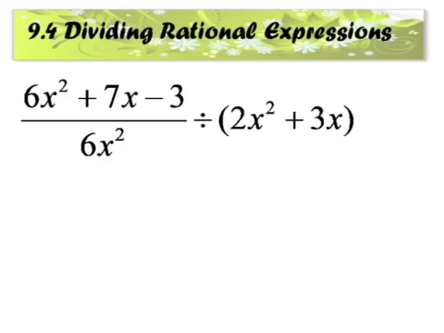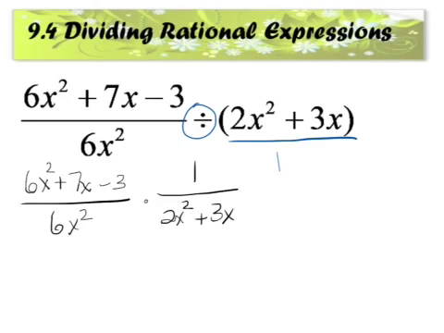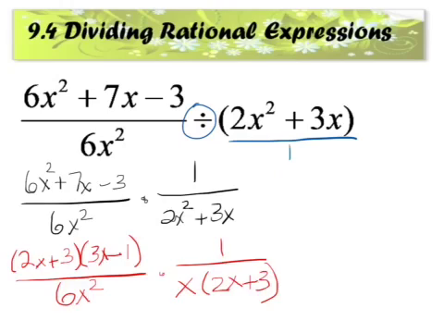Here's a similar problem. I'm still dividing, but this time I'm dividing by an expression that's not a fraction. It's not rational. So what I need to do is put it over 1 and turn it into a rational expression. Then it's easy to see that if I have division, I'm going to flip my division. And now that I've turned it into multiplication, now I'm ready to factor.